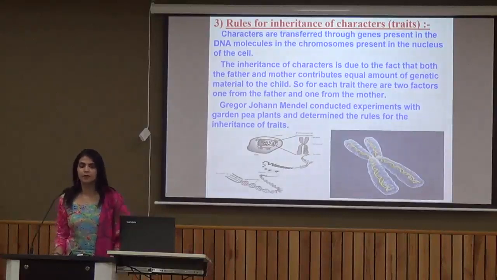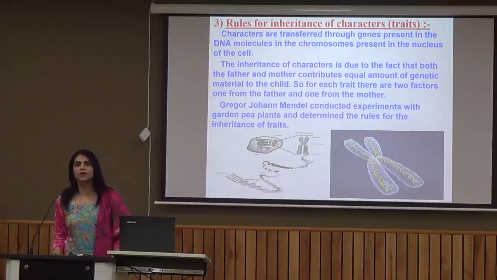So this is the second thing, that variations keep on accumulating during reproduction. Now the next is, what are the rules? There are laws in physics as well as in chemistry. In the same way, in genetics, which is a branch of biology which deals with heredity and variation, there are particular rules which control how traits or characters pass from one generation to the other generation.